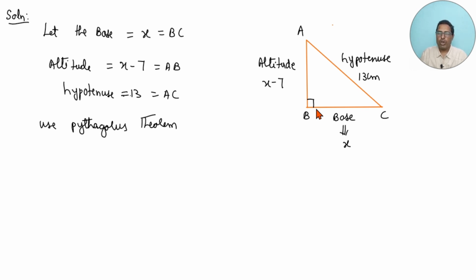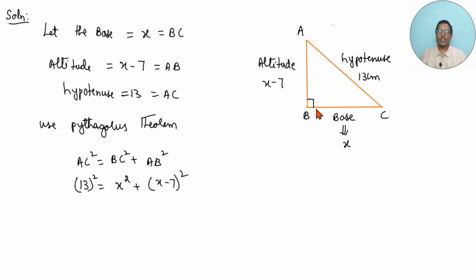According to the Pythagoras theorem, the hypotenuse square, that is AC square, is equal to the sum of the squares of the other two sides. So BC square plus AB square. Hypotenuse AC is how much? 13. So it is 13 square equals BC is x, so x square, plus AB value is x minus 7, squared.